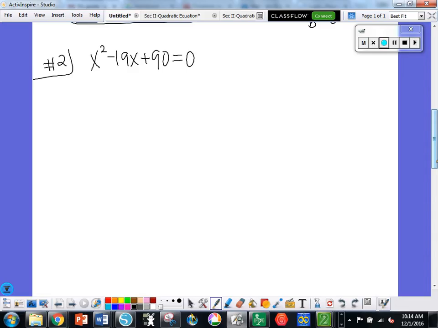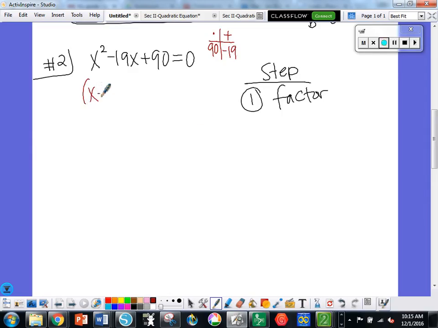The first step is to do what? If we were to write steps down, Step 1 is to factor. So you have to play the game. What two numbers multiply to 90 and add to negative 19? Negative 10, negative 9. So how do you write that? X minus 10. It's kind of important that you write this step down so you don't get confused between your factors and your solutions. So these are the factors.